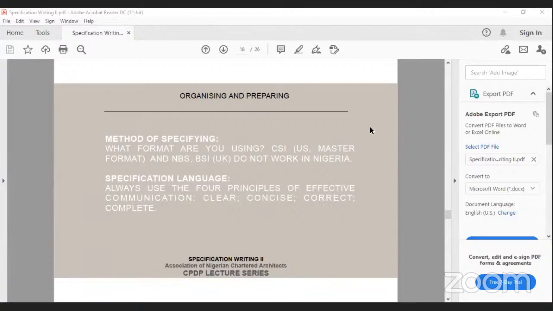Now, when you're writing specifications, remember we're talking about organizing and preparing. We've not started the specification writing, that will be at the last seminar, next month. But you should now start getting mental formulas on how to put together your language. I'm sure most of us have seen contract documents where they write things like the contractor shall, the contractor will, the contractor is obligated to. Now, remember that in a contract, there are only two parties. That's a client and a contractor.